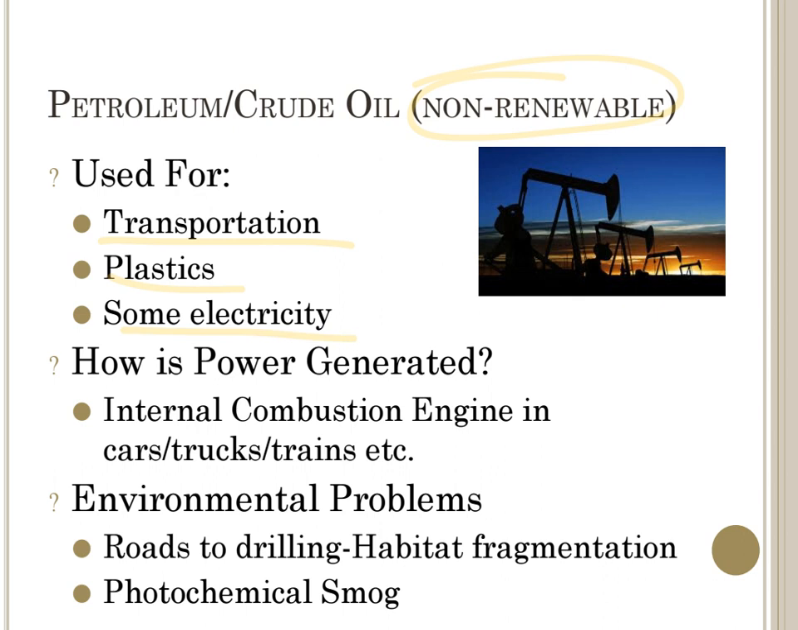In some places like Saudi Arabia, where they have tons of oil, they'll use that in power plants, but it's really not a very good power plant fuel. We use it more for transportation and use other things like coal for power plants because we can't really use coal in cars. How is power generated? An internal combustion engine, so know that term, in our cars, trucks, trains, etc.